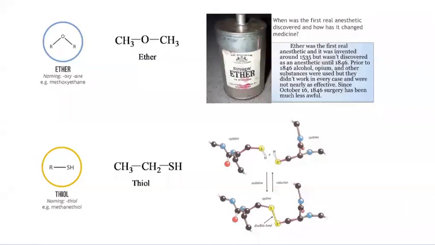Right now, ether is not used, but understand that in the mid 1800s, that was what was used as an anesthetic specifically.